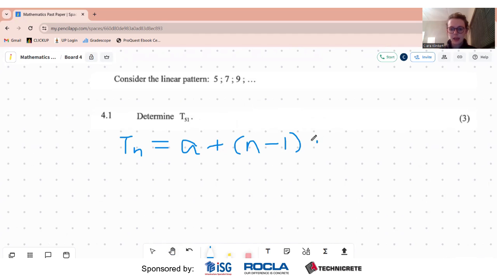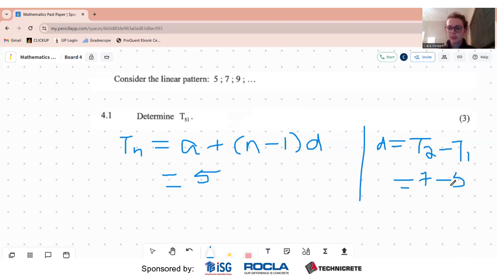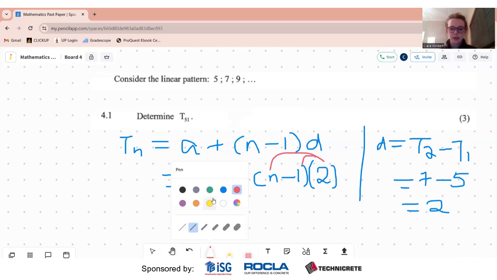Now a is my first term, which is 5. D is equal to T2 minus T1 or T3 minus T2. It's the constant difference between our terms. We can see immediately that this difference is 2, but let's just formally calculate it. 7 minus 5 is 2, and 9 minus 7 is also 2. So I'm going to substitute in 2 in the place of d, and then distribute this 2 into the bracket.